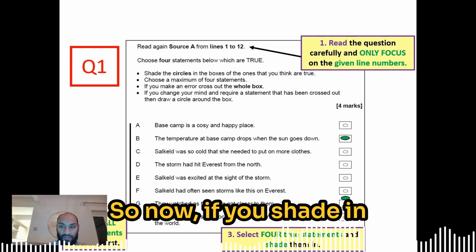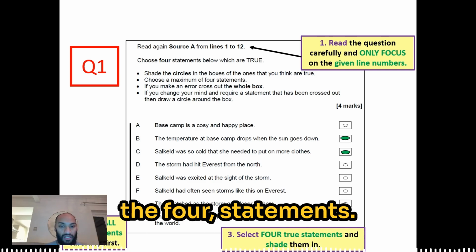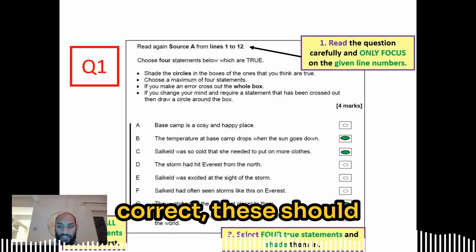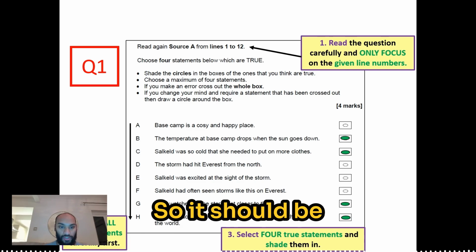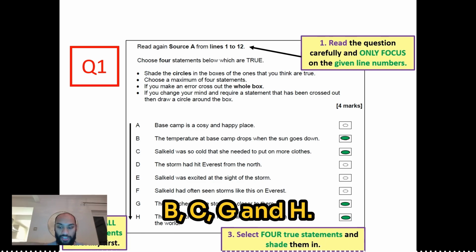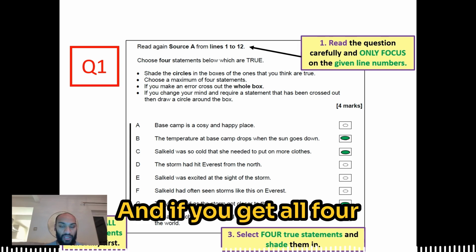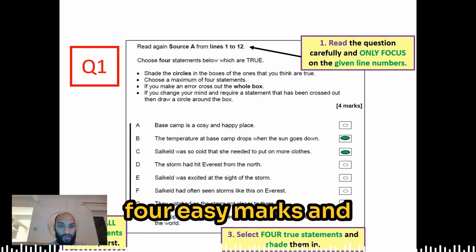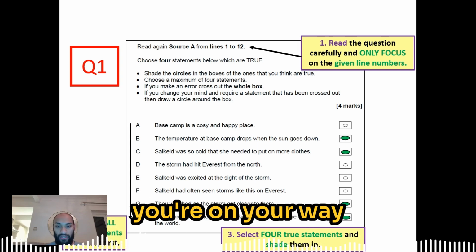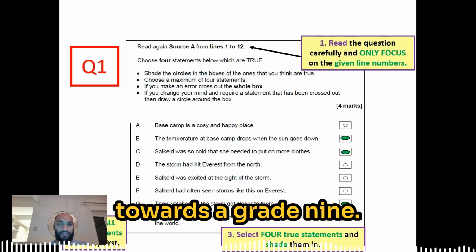So now if you shade in the 4 statements, if you got them correct, these should be your answers. So it should be B, C, G, and H. And if you get all 4 of those correct, that's 4 easy marks and you're on your way towards a grade 9.